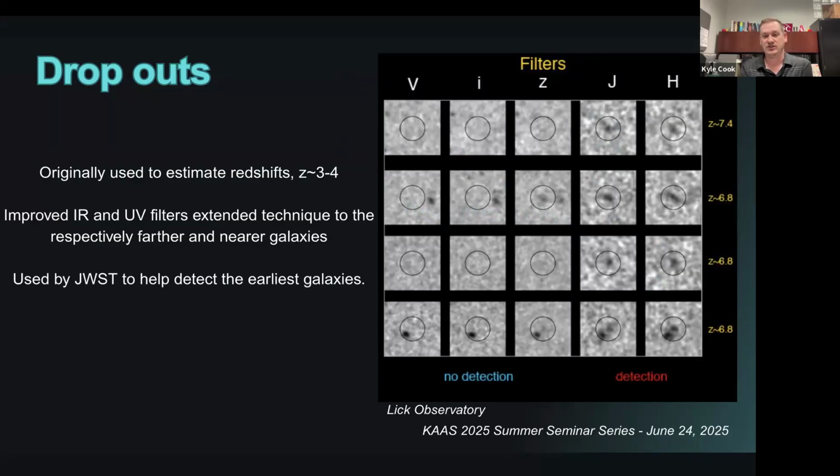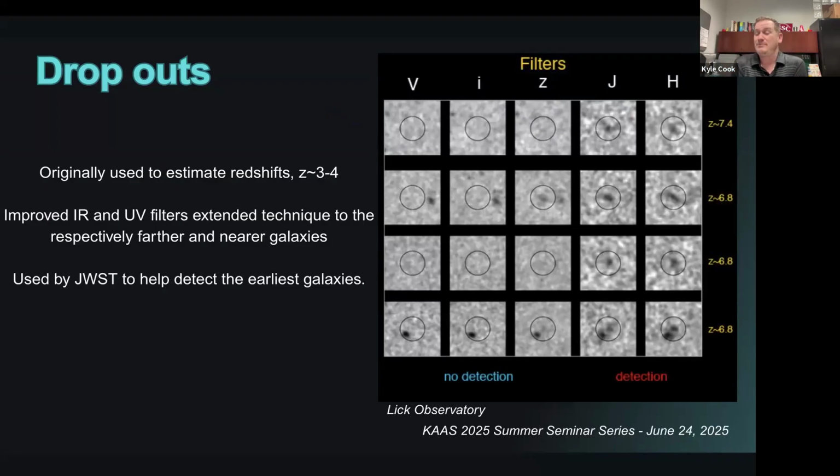But this becomes a selection technique where I want to look at galaxies at a specific redshift range. I'm going to look at those that drop out between two specific bands, giving me a general idea of what redshift and therefore what distance these galaxies are at. We did this early with optical, and then as we improved our infrared and UV, we've been able to take where we were, those redshifts, 3 to 4, and broaden it out in both directions.